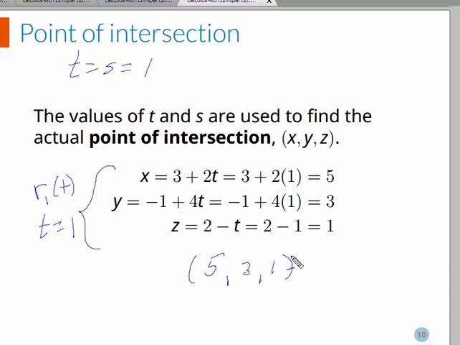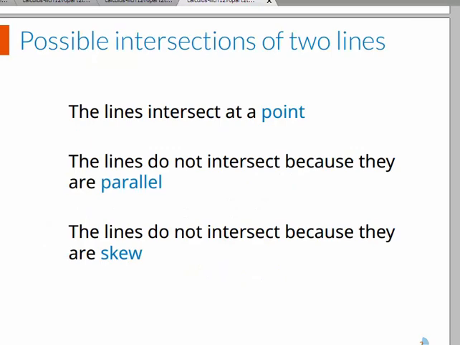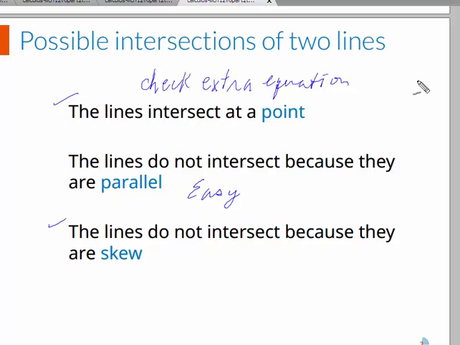So again, to summarize, the lines can intersect at a point, or not intersect because they're parallel, or not intersect because they are skew. Parallel is the easiest one to figure out, and you should eliminate that right off the bat. If the lines are not parallel, then use the same procedure for the intersection or the skew case. The difference is when you check the remaining equation: for intersecting lines you get equality, and for skew lines it is not equal.